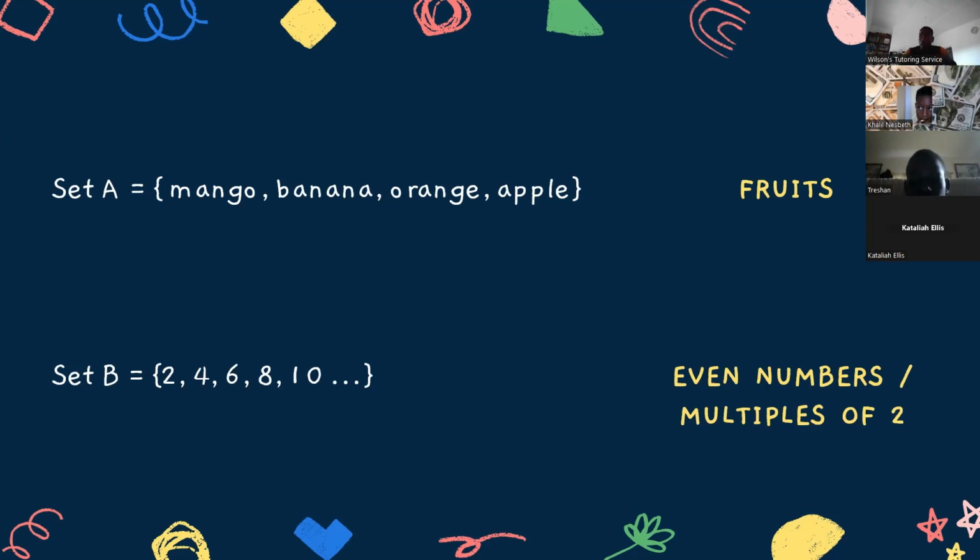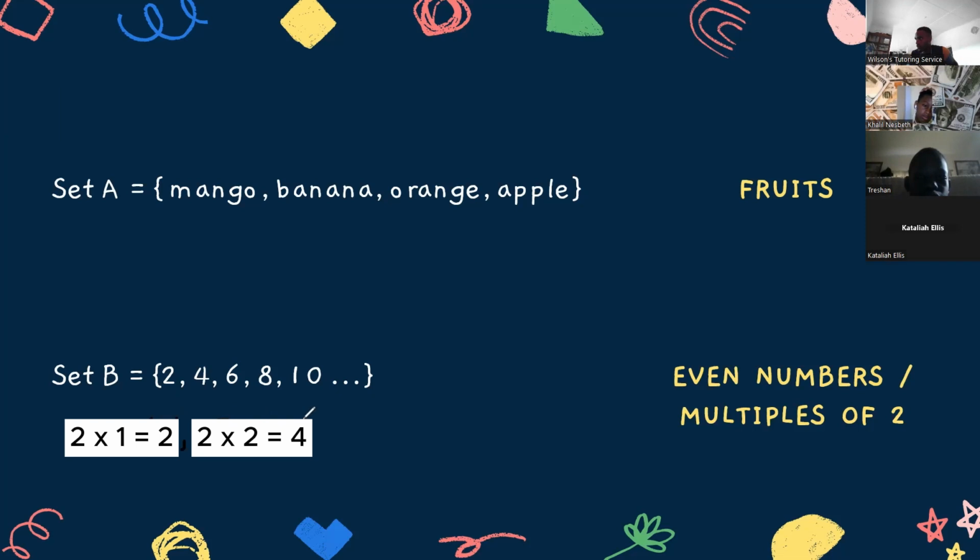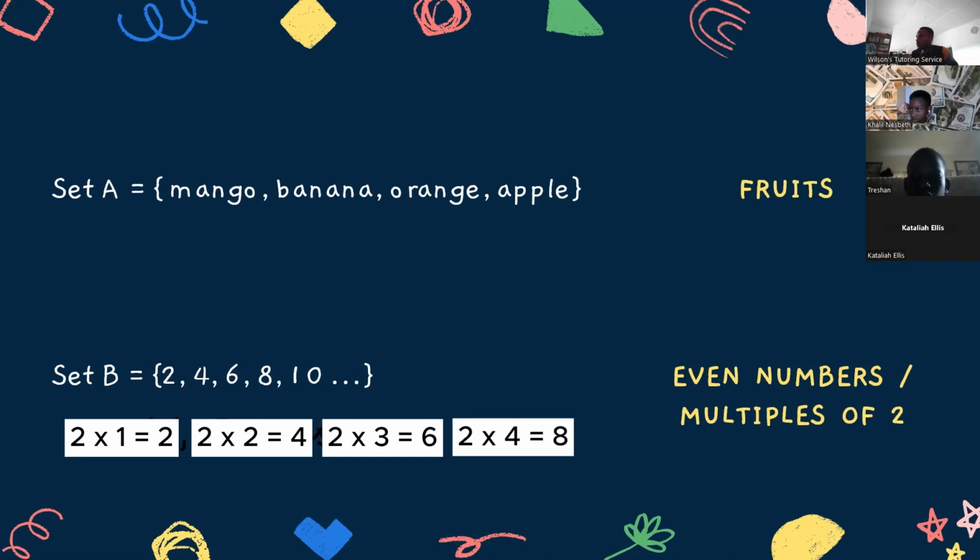Because in 2, 4, 6, 8, all these numbers here, if you multiply 2 by other numbers, you will be able to produce these numbers. Take, for example, 2 times 2 would give me 4, 2 times 3 would give me 6, and 2 times 4 would give me 8. So what I'm saying is that even numbers are multiples of 2.